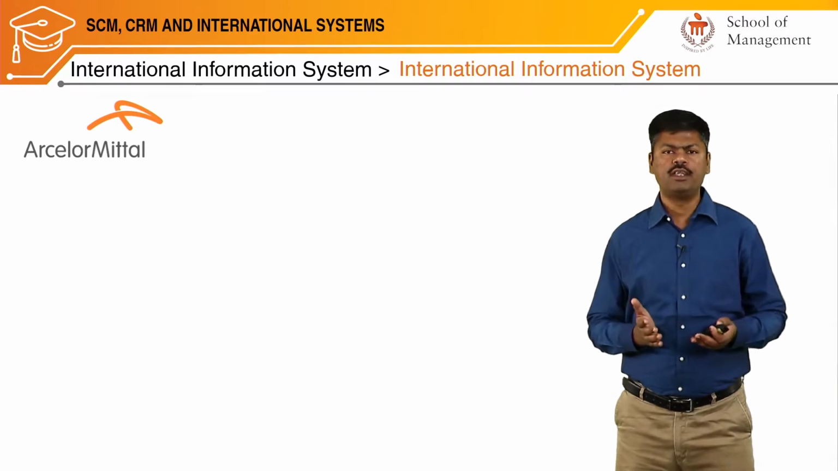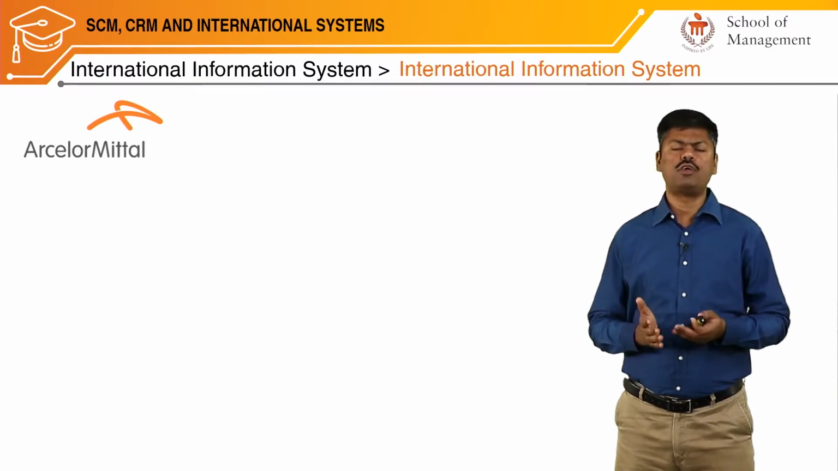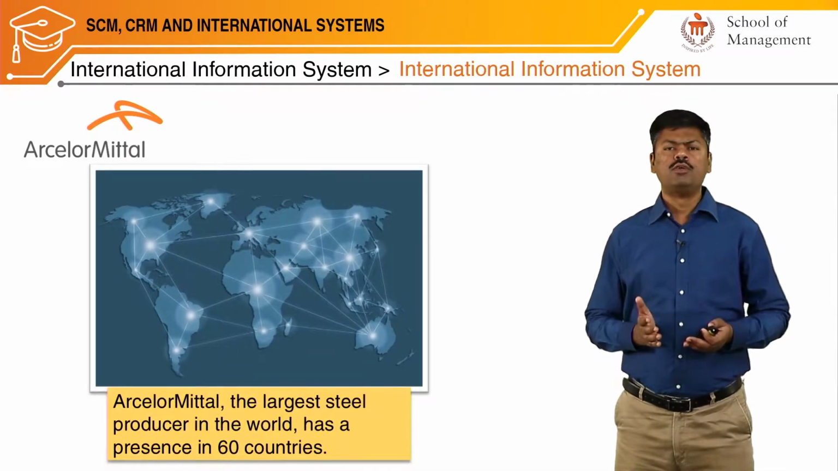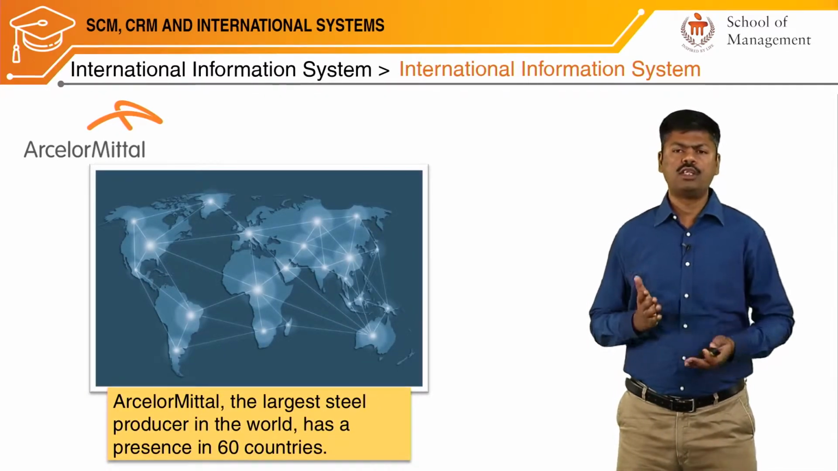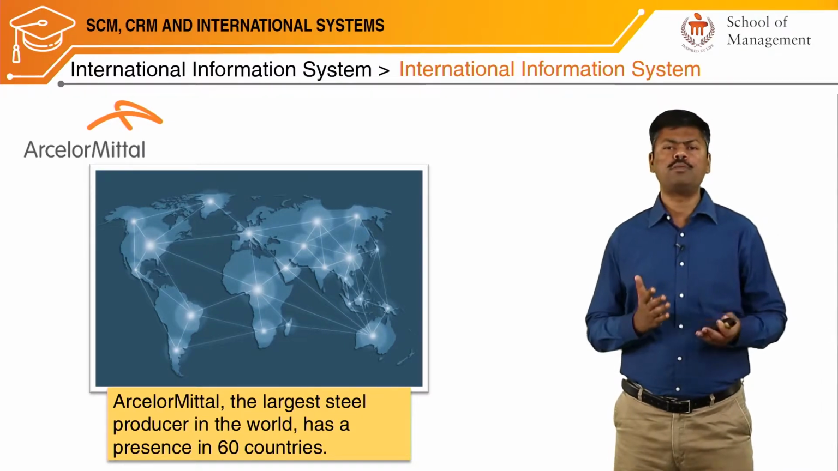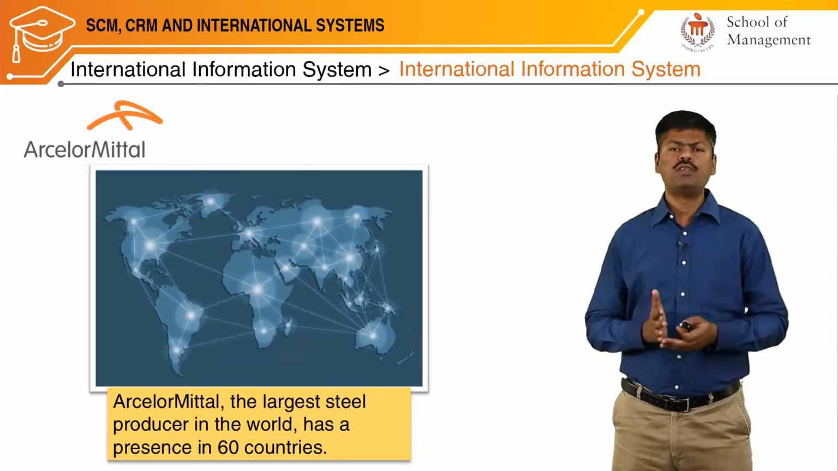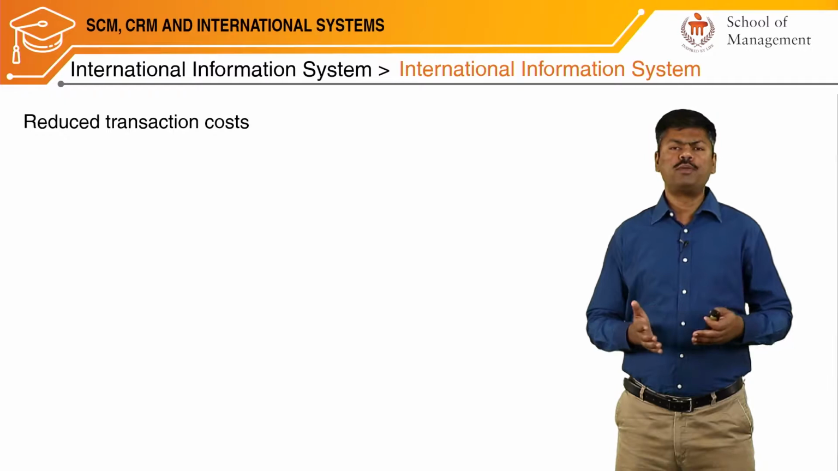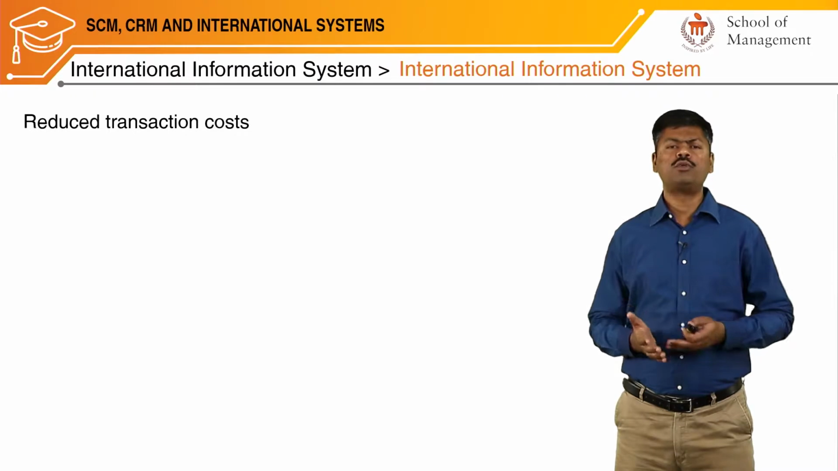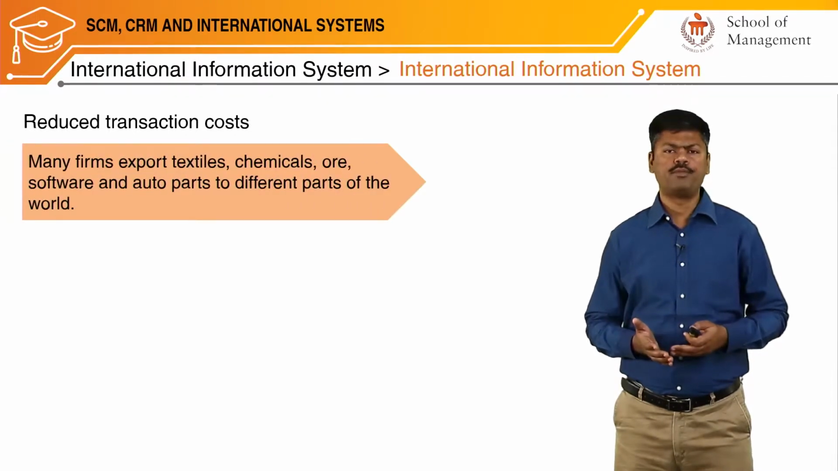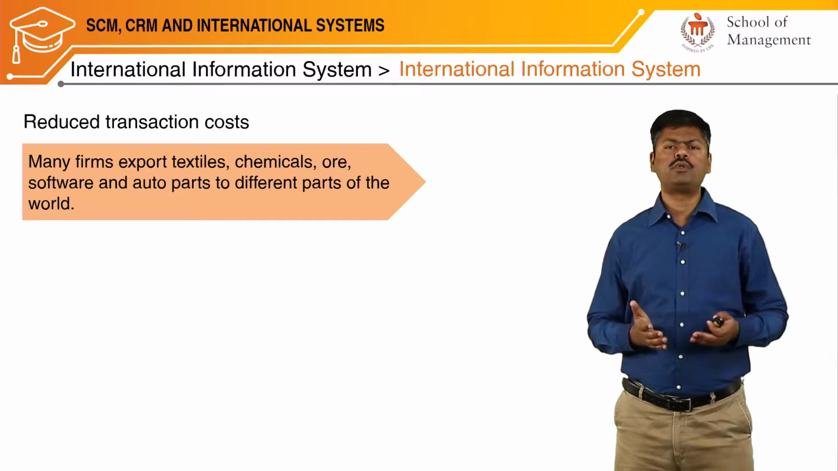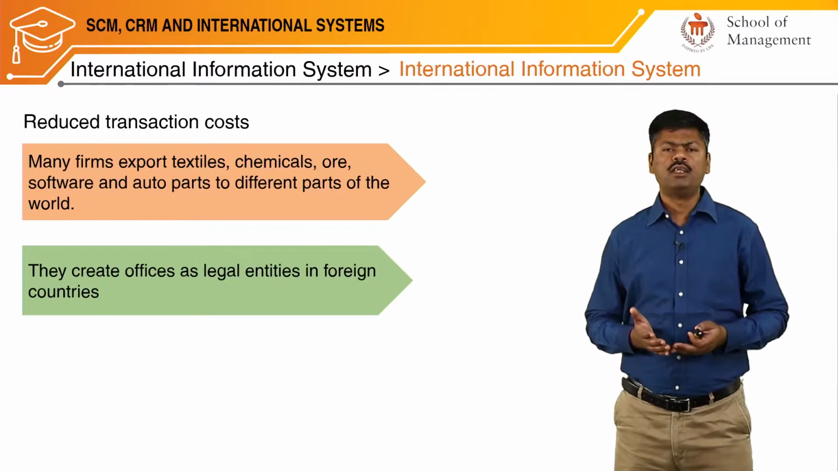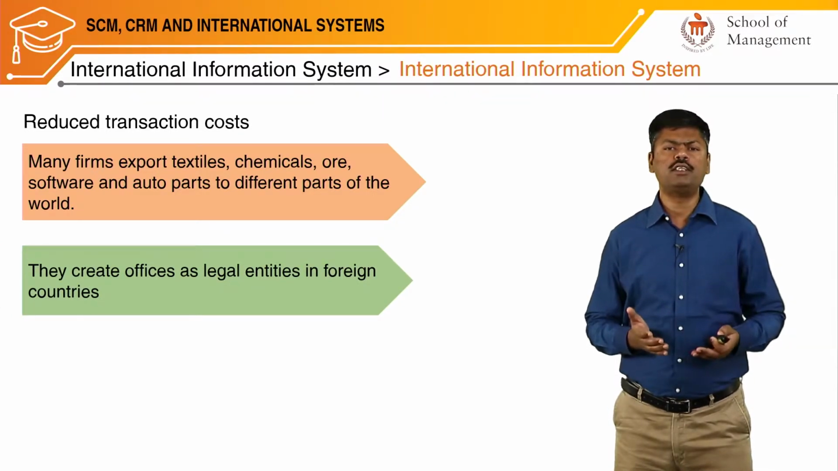happening every day. Now let's talk about a company. When we talk about ArcelorMittal, which is present in 60 countries, think about the kind of transactions happening within that organization which spans such a huge geography. If I am spread across multiple locations and using an information system, that would reduce my transaction cost significantly. That is the reason many firms export textiles, chemicals, software, or auto parts to different parts of the world, and they create offices as legal entities in foreign countries.